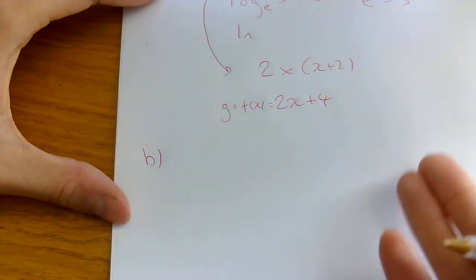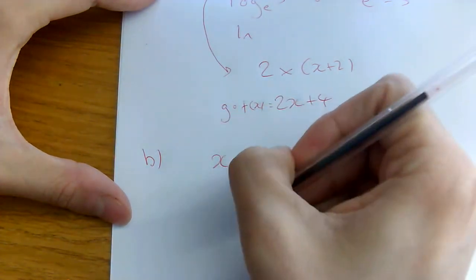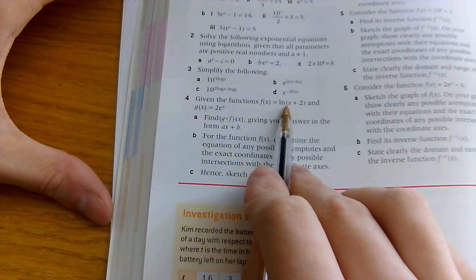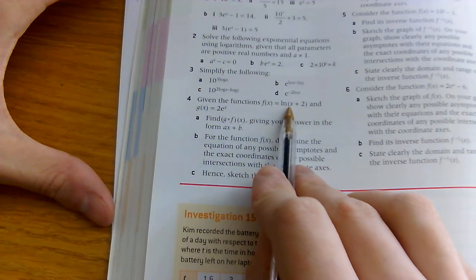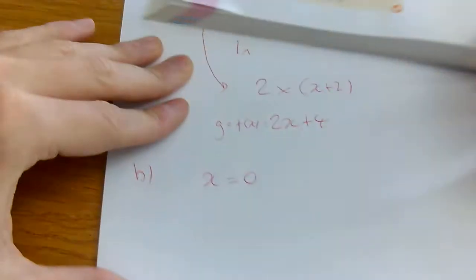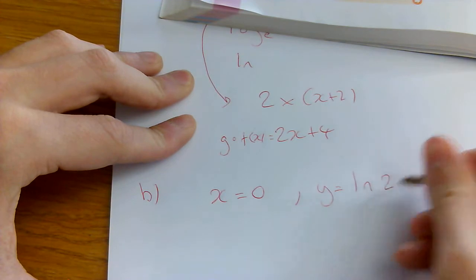Well, where it crosses the y-axis, the x is going to be 0. So looking at the actual function itself, if you make the x 0 here, that's going to become the natural log of 2, because that x is going to disappear. That's a pretty easy one, actually. When x is 0, y is just going to be ln 2.